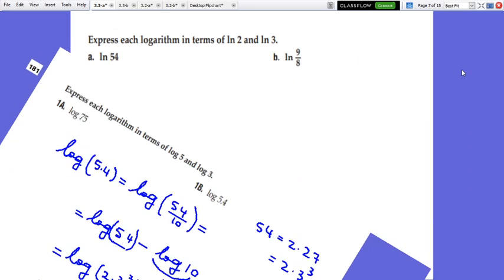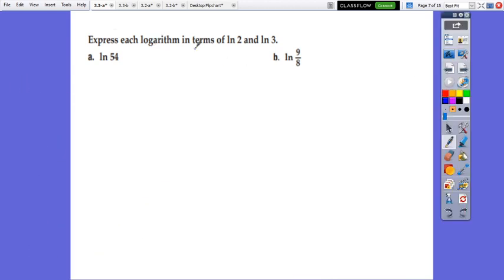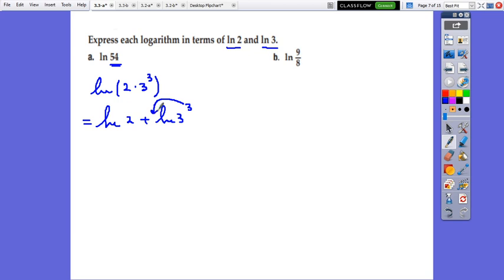Let's try more. Express each logarithm in terms of ln 2 and ln 3. Already 54 we factored before, so we can write ln of 2 times 27, which is 3 cubed, and equals, distribute the ln inside, so it will be ln 2 plus ln 3 cubed. The exponent always goes outside the log, so it will be ln 2 plus 3 ln 3.